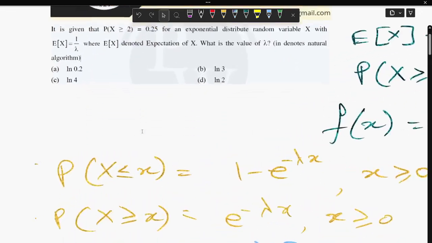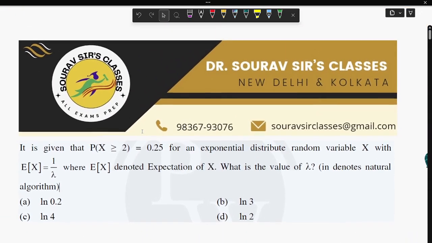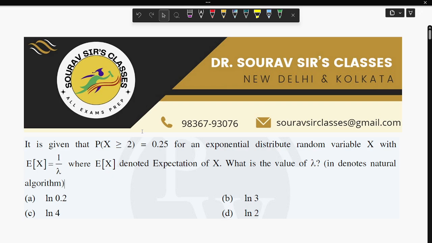I think they have asked us, what is the value of lambda? So we got the answer, which is ln 2.